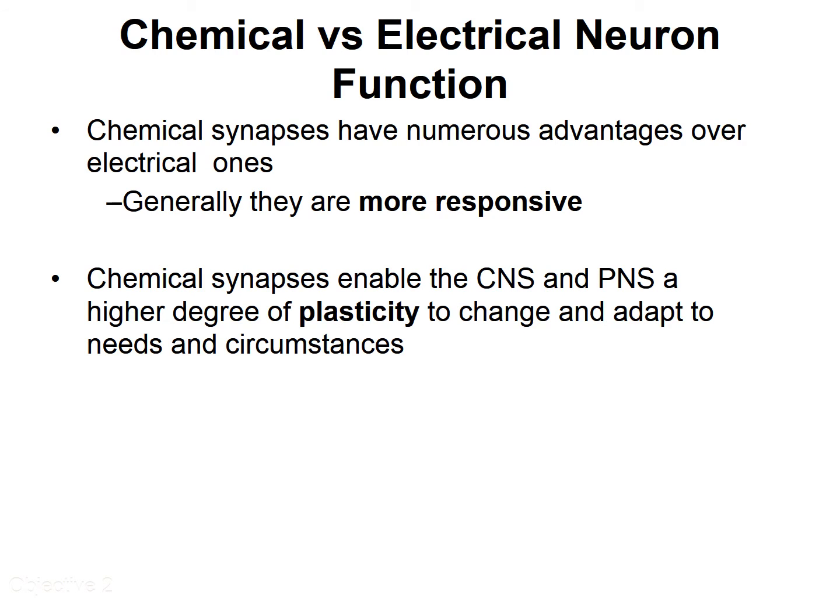Chemical synapses have numerous advantages over electrical ones, in particular with respect to their responsiveness and speed. The chemical synapses enable the central nervous system and the peripheral nervous system a higher degree of plasticity. And that plasticity can't be understated in terms of importance because that's where the connection between motor control and motor learning happens.